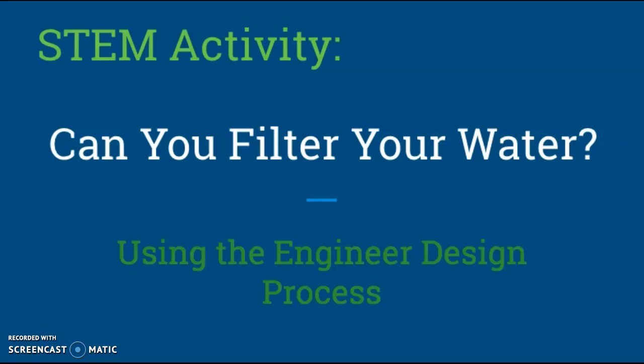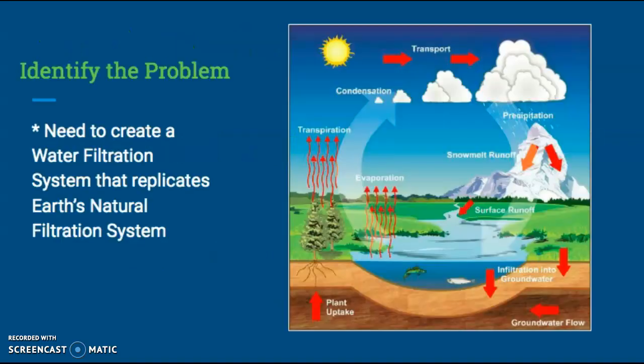For this module Part 2, we were asked to do a STEM activity to answer the question, can you filter your water using the engineer design process? So the first thing that I did was identify the problem, which was the need to create a water filtration system that replicates Earth's natural filtration system. So you immediately kind of think of the water cycle.